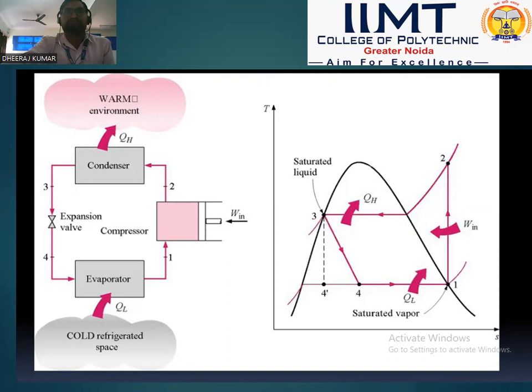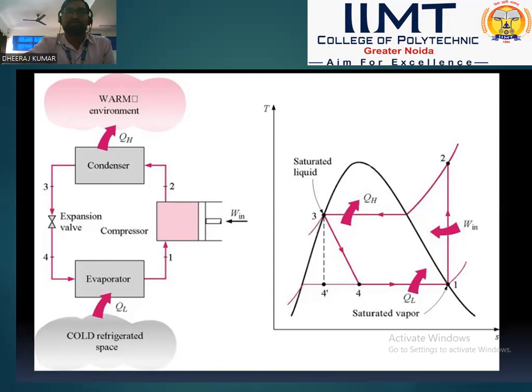The high pressure, saturated liquid is supplied to the expansion device. The expansion device is called a capillary tube. During the expansion, the pressure decreases from P3 to P4 and the temperature decreases from T3 to T4. It is an irreversible process.